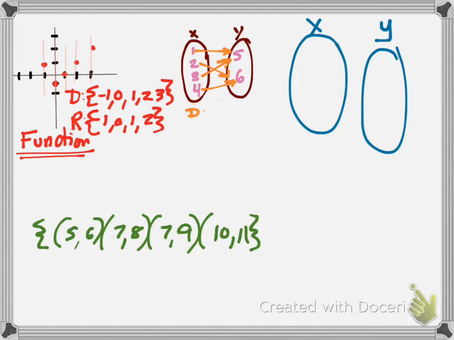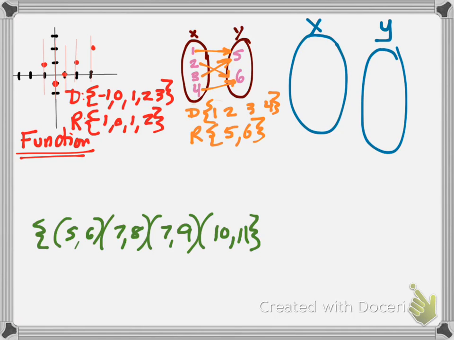The domain is simply 1, 2, 3, and 4. The range is simply 5 and 6. This would be a function, because when I say 1, there's exactly one output. 2, one output. 3, one output. 4, one output.